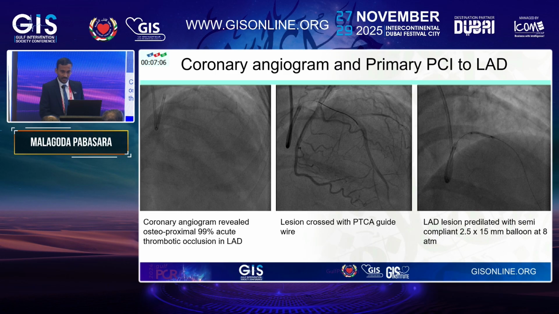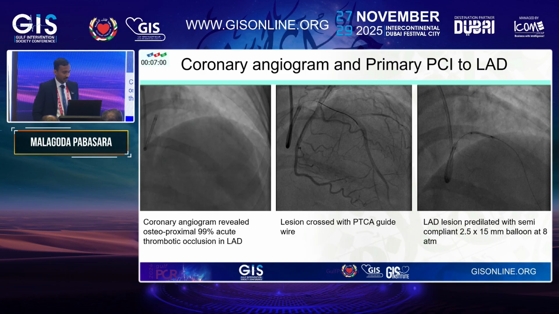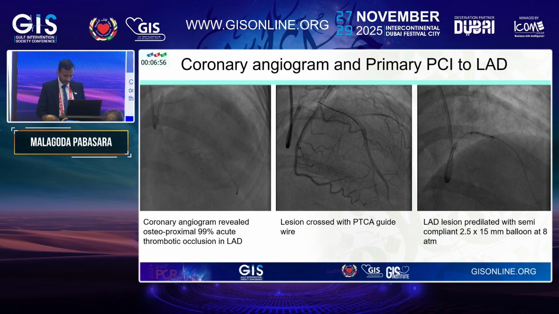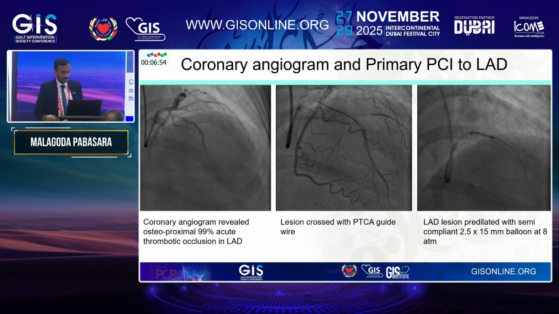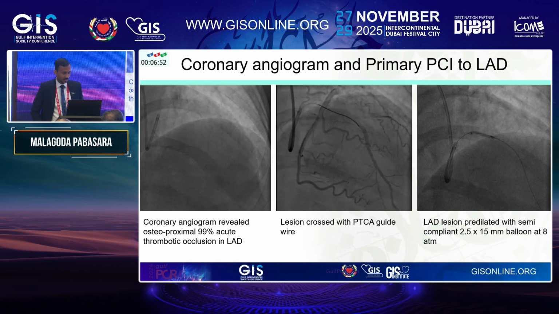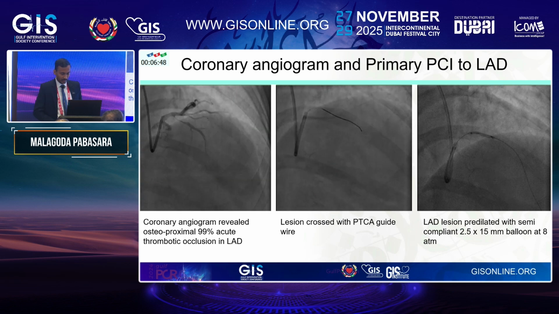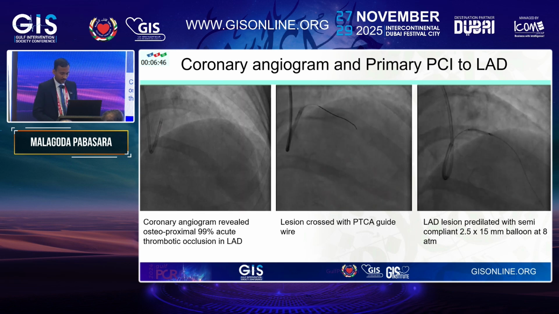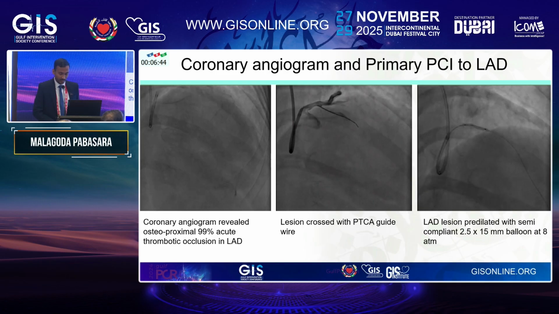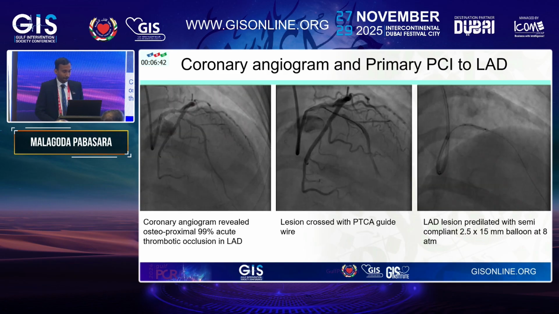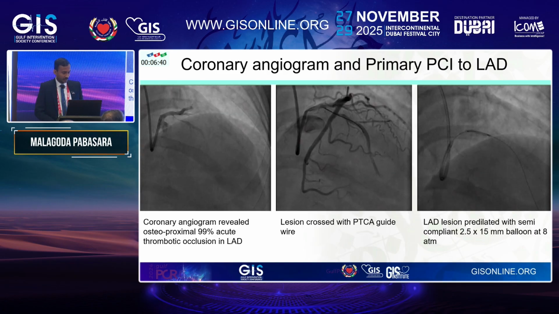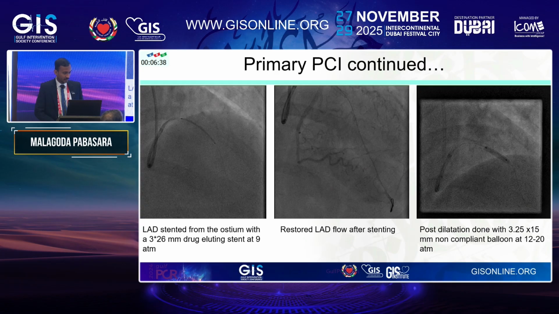So we took the patient for primary PCI, and this is the cranial projection. You can see the proximal, ostioproximal LAD. There's a 99% acute occlusion, and we proceeded with our primary PCI, wired the lesion with a PTCA guide wire, and then pre-dilated with a 2.5 by 15 semi-compliant balloon. Everything went well, no complications.